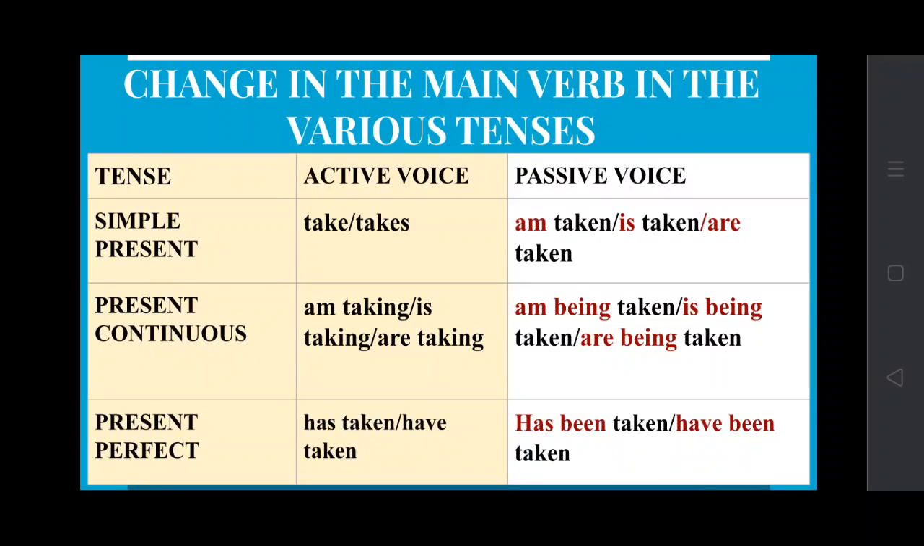Present continuous, that is when it is am taking or is taking or are taking, will be changed to am being taken or is being taken when it is singular, and are being taken when it is with a plural object. Same way, present perfect tense, when it has the verb has taken or have taken, it will be changed to has been taken or have been taken. So we use has been or have been plus the third form.